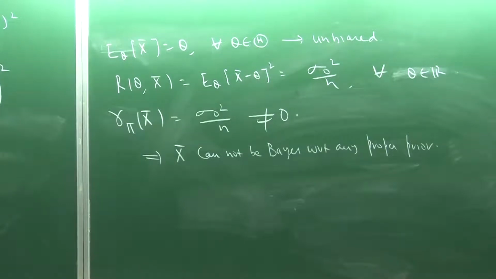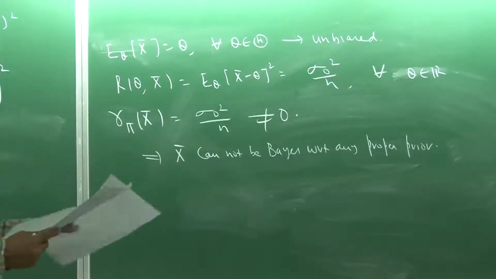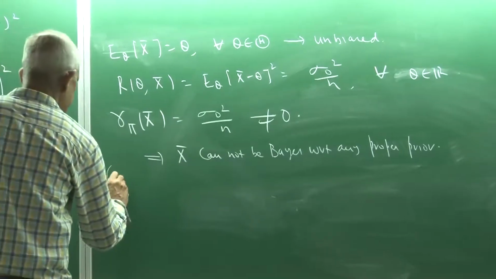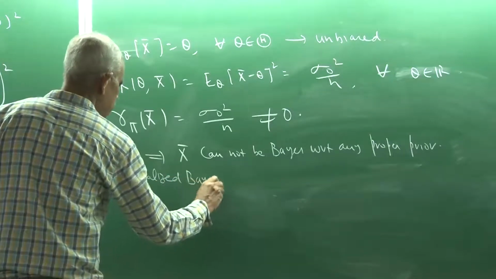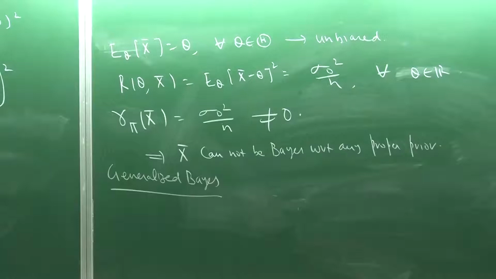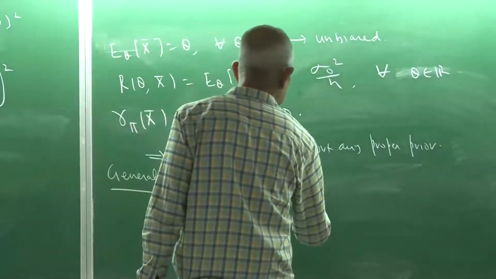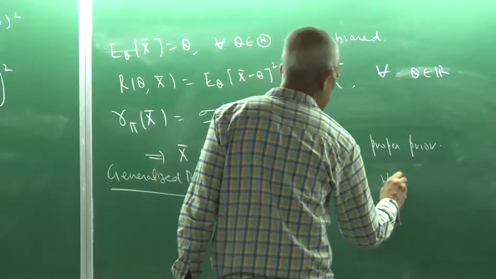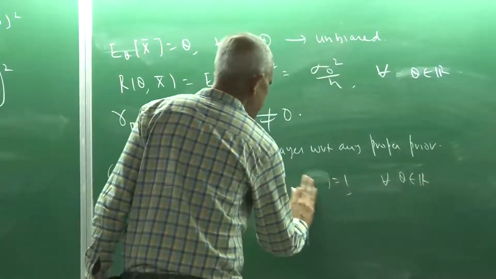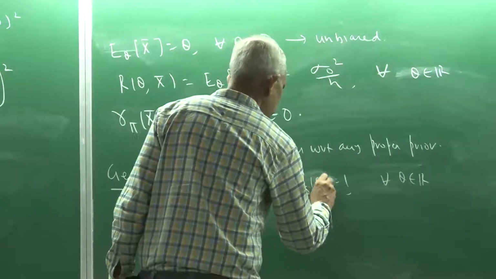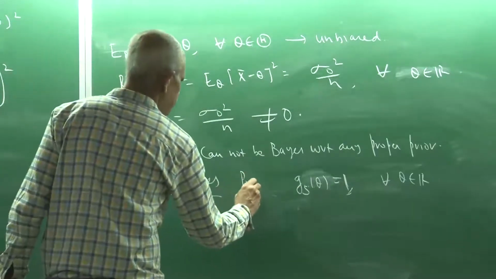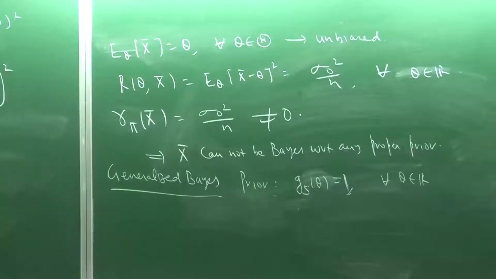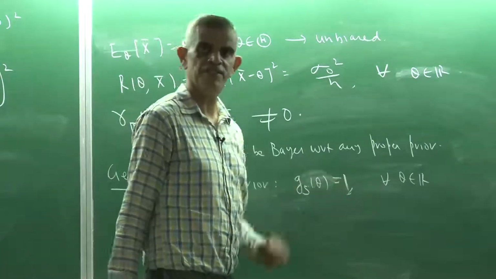Now, there was another thing which we have to show, that x bar is generalized Bayes with respect to uniform prior. Uniform prior means your density pi theta is 1 for every theta belonging to R. Or in other words, your prior density g theta is 1. Right? So these are priors. Certainly it is not a proper prior, because if you integrate it out, the total integral turns out to be infinite.